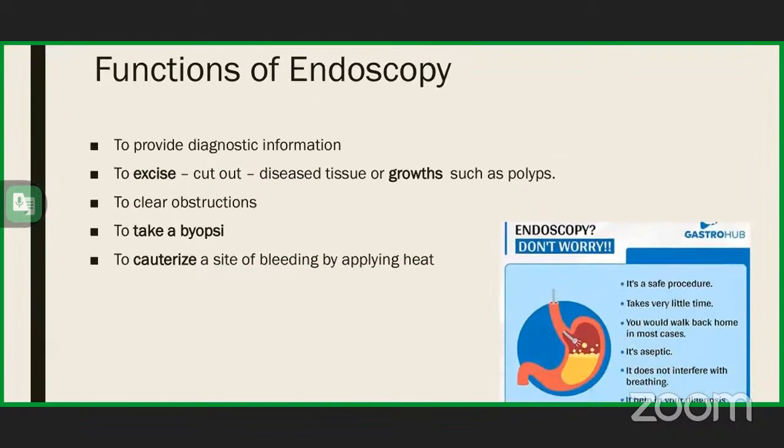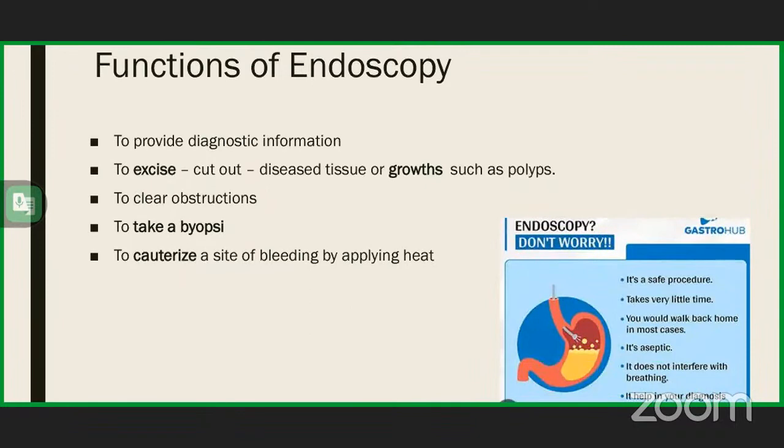That's the purpose. We have some functions of endoscopy that of course are to provide diagnostic information, to excise, cut out diseased tissue or growths such as polyps, to clear obstructions, as I was telling you, to take biopsy, to cauterize a site of bleeding by applying heat.